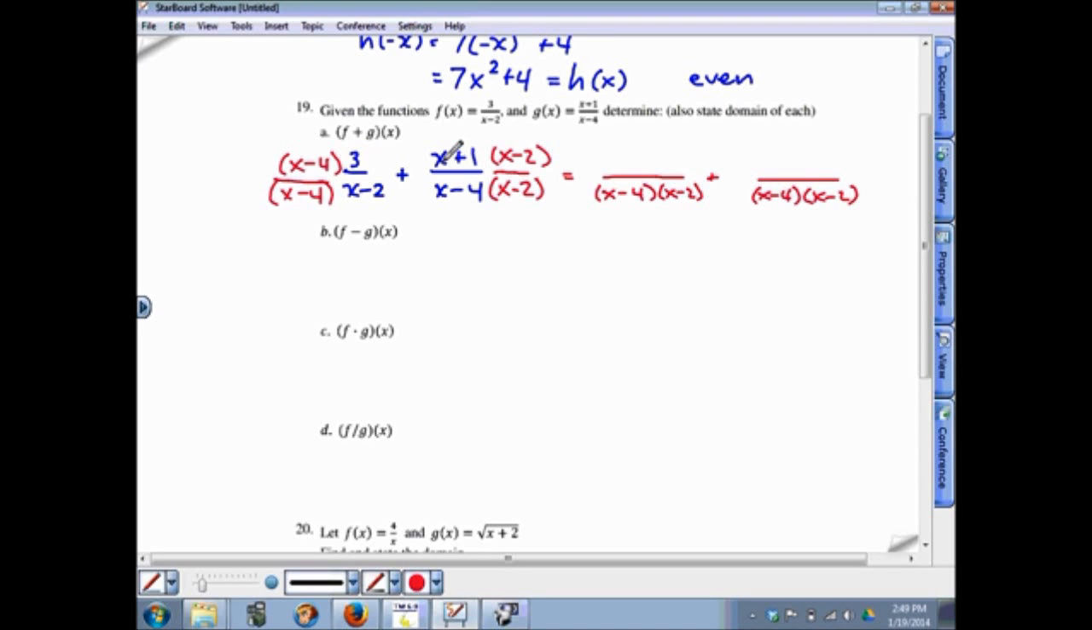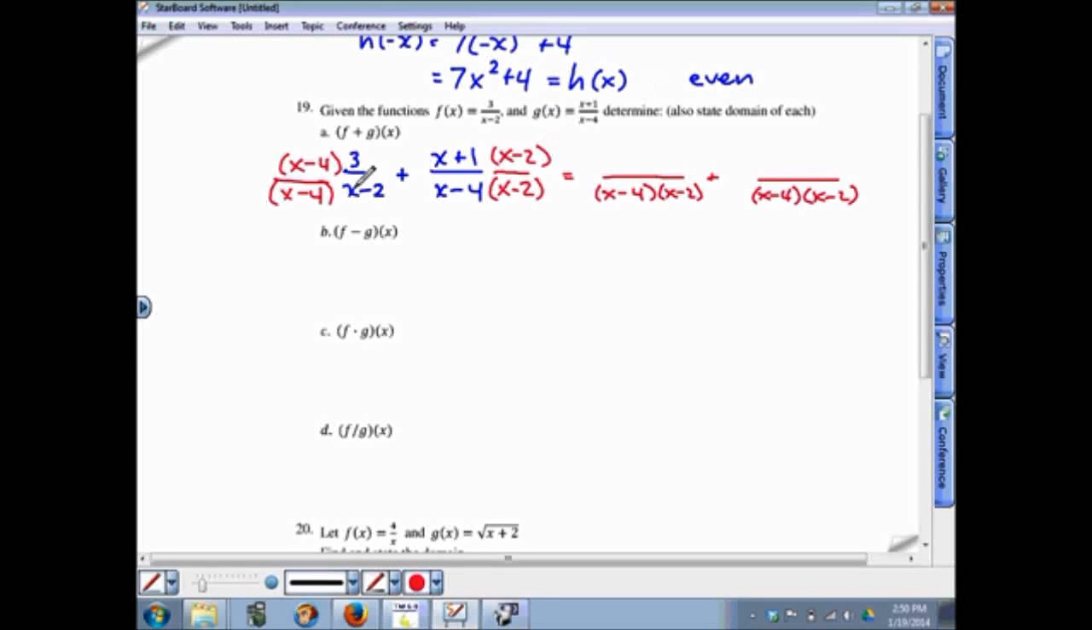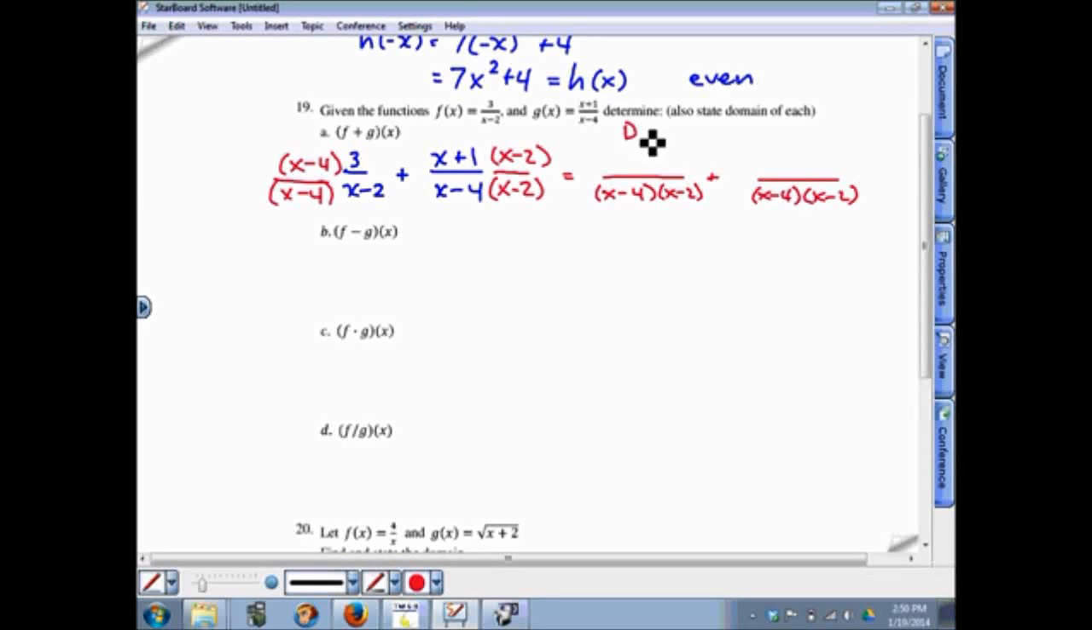In order for these two to be added together to form one expression, the denominators have to be defined. So before even adding these together, we probably should determine what the domain is. Domain: x cannot be 2, x cannot be 4.